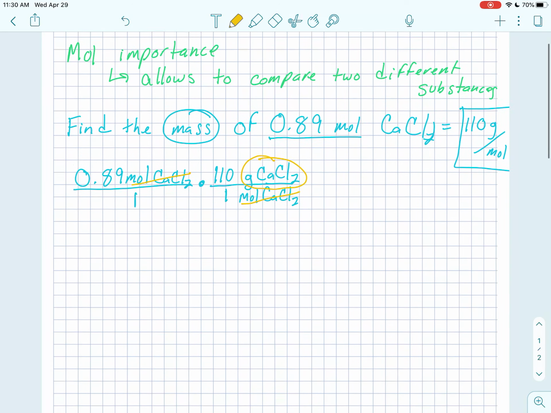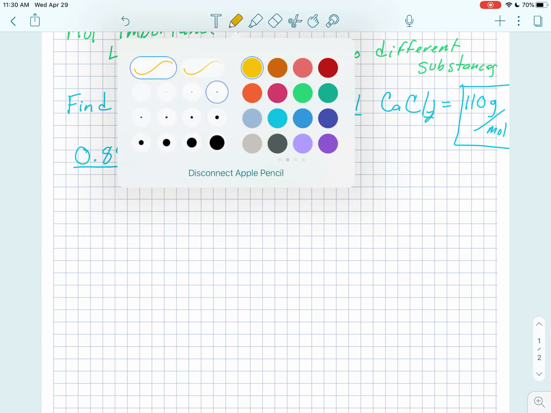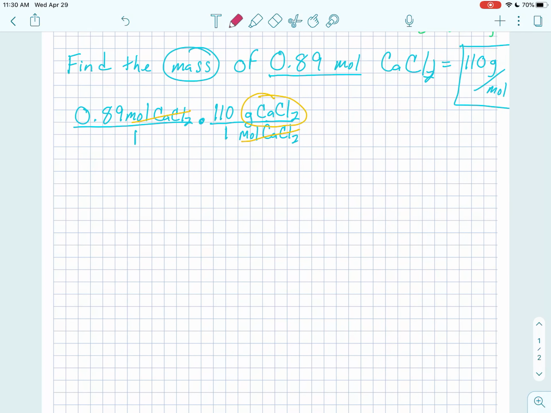All right, so that is how we're going to use molar mass to convert our things. So let's say that I have 30 grams of sodium chloride, and I want to know how many moles that is. If you'd like to try it on your own, pause now. Otherwise, continue to watch as I go over the solution.